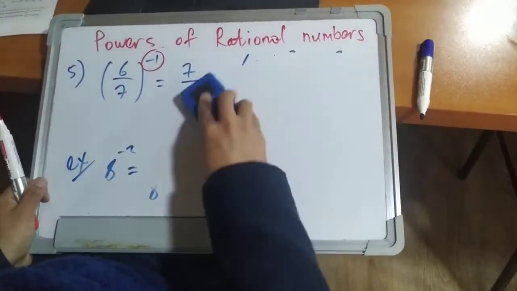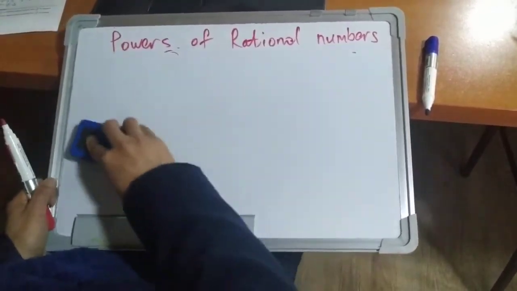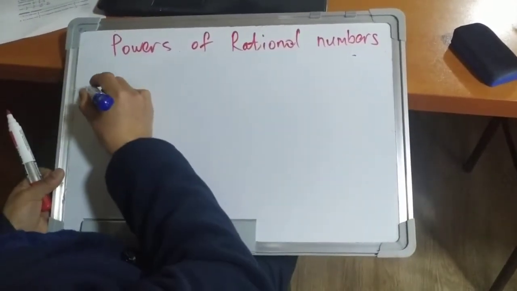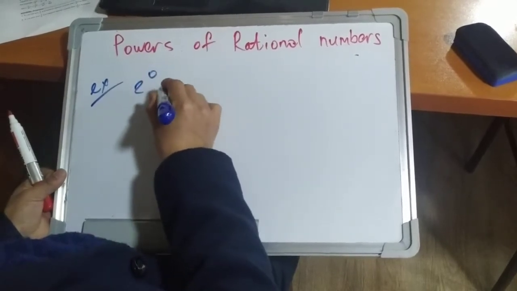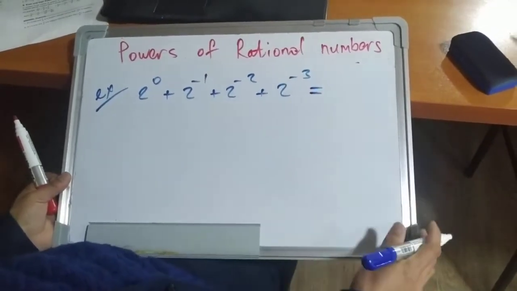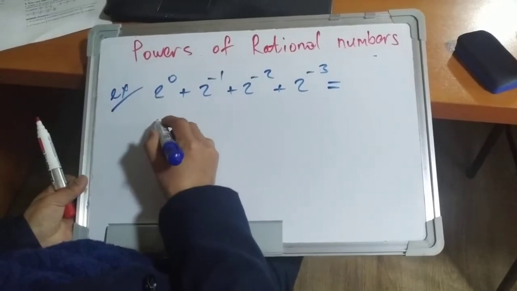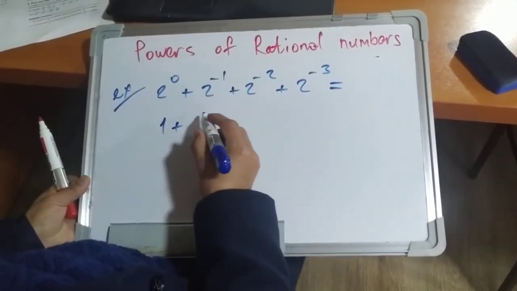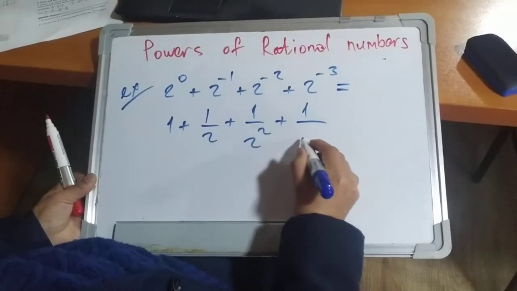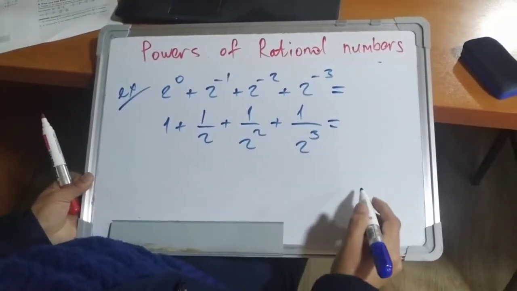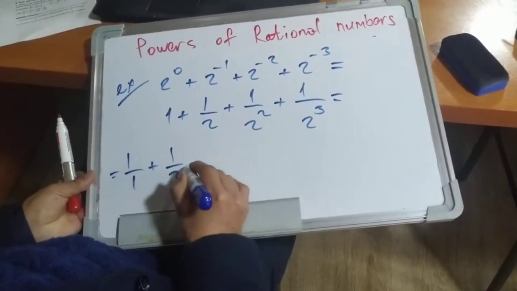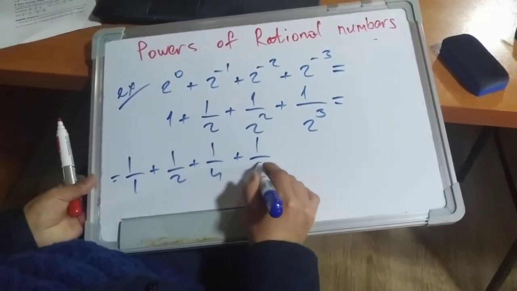And let's write some exercises. For example, 2 to the power of 0 plus 2 to the power of -1 plus 2 to the power of -2 plus 2 to the power of -3 equals: 2 to the power of 0 is 1, 2 to the power of -1 is 1/2, plus (1/2) to the power of 2, plus (1/2) to the power of 3, equals 1 plus 1/2 plus 1/4 plus 1/8.